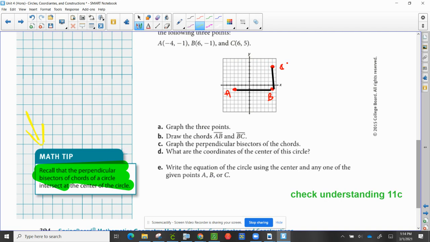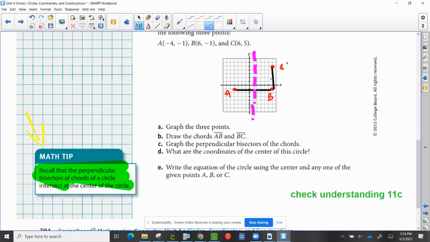So look at the length of AB. If we count from A to B, we have 1, 2, 3, 4, 5, 6, 7, 8, 9, 10. There's 10 boxes between A and B. So that means my perpendicular bisector has to be 5 in the middle. So 1, 2, 3, 4, 5. So that'd be here.